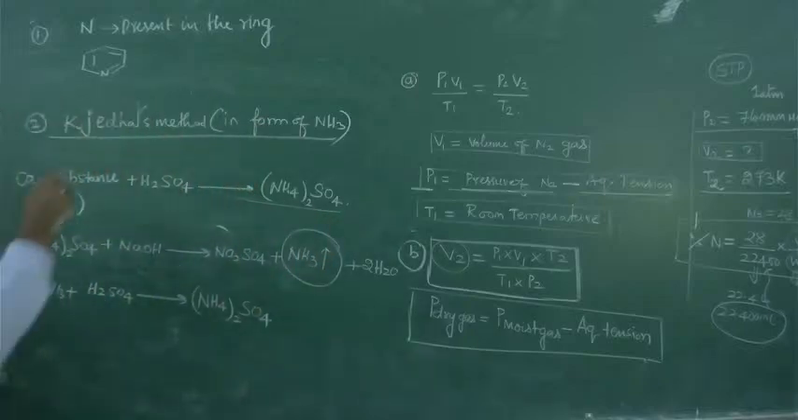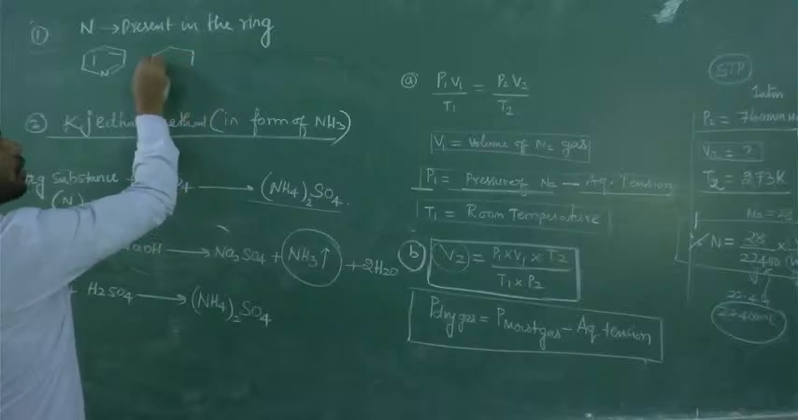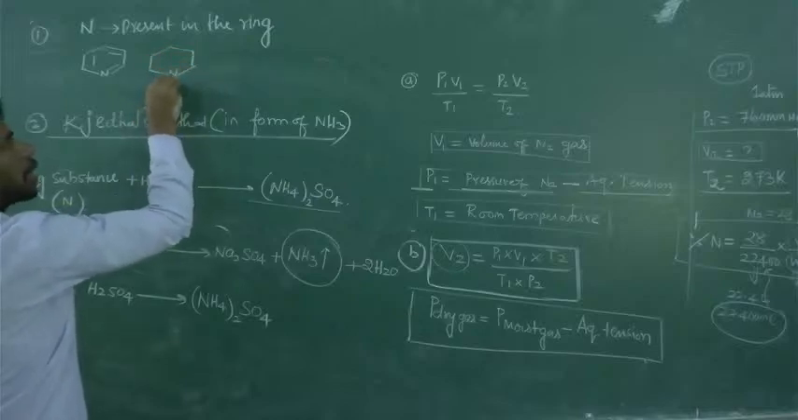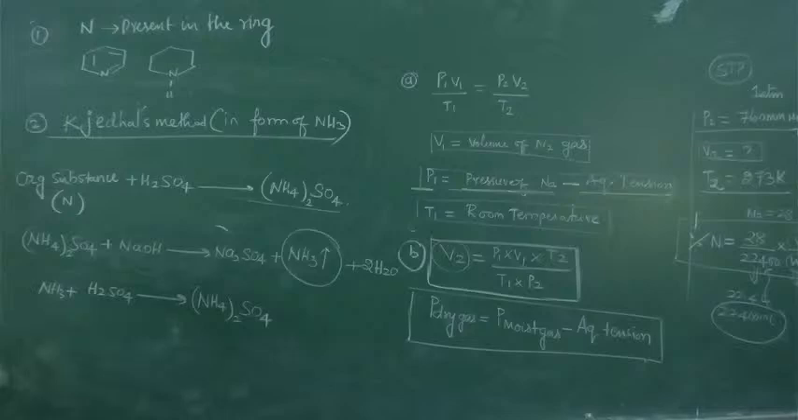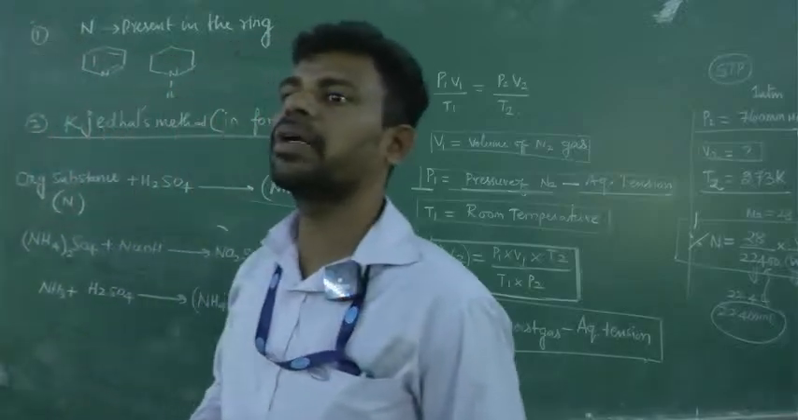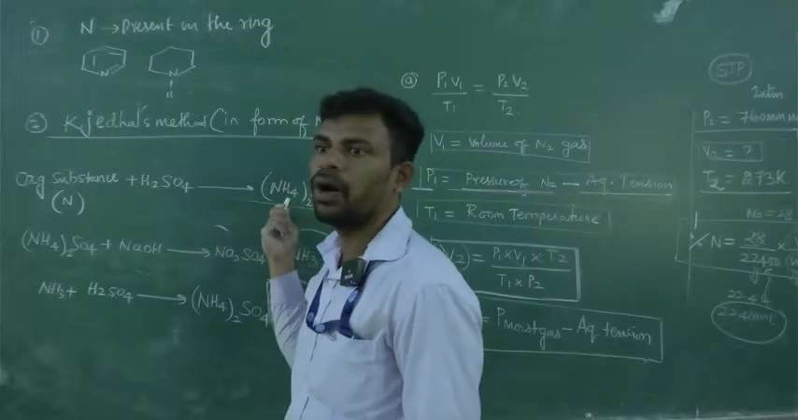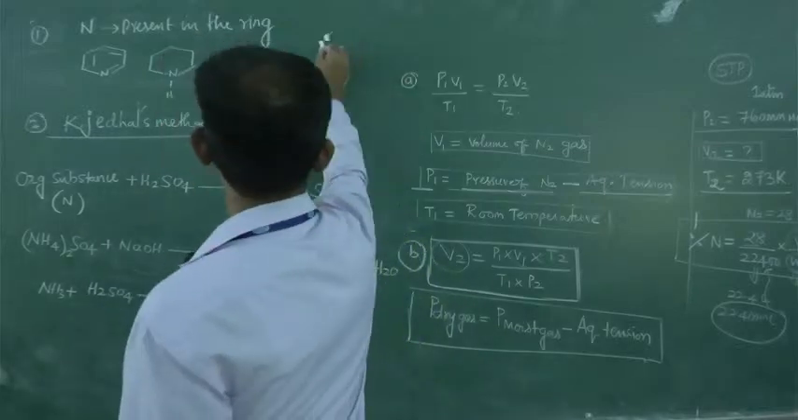Is it clear? Similarly, can you estimate this compound? This is an organic compound. Can you estimate it? You cannot estimate it, because ring nitrogen is there. It may be one nitrogen or more than one nitrogen. Is it clear? So these compounds cannot be estimated, because they will not change into ammonium sulfate. What about this one? Can you estimate this?